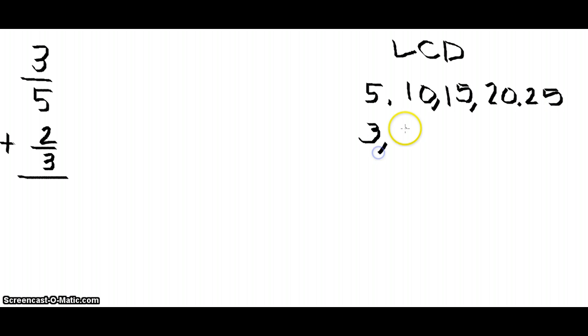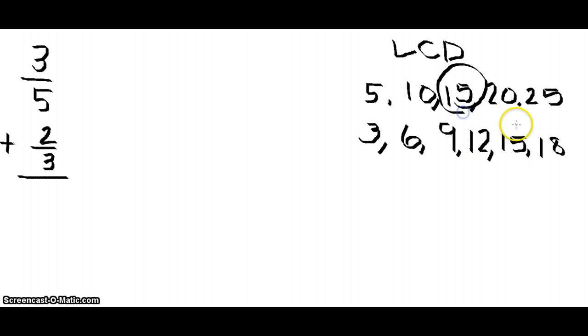Multiples of 3. 3, 6, 9, 12, 15, 18. Now as I look, I can see that I have a 15 in the 5s and a 15 in the 3s. So 15 is my LCD, or least common denominator.